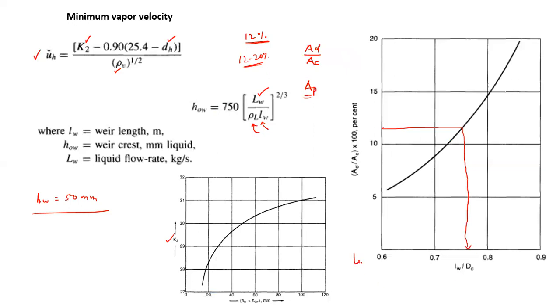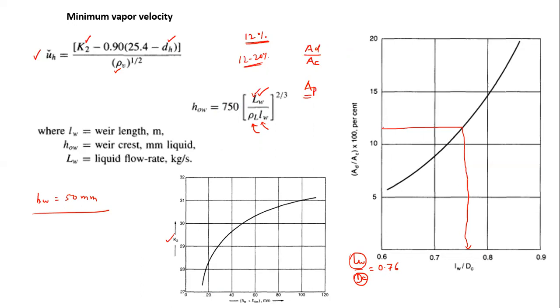So LW by DC is around 0.76. So whatever column diameter you have, the final column diameter, 0.76 of that would be the length of weir. So you find out length of weir. This is a liquid flow rate.